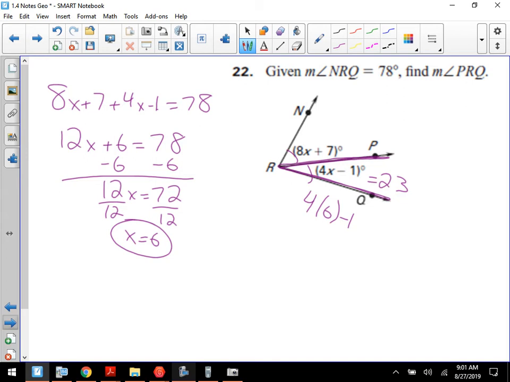What's 8 times 6? Add 7, you get 55. And last time I checked, 55 and 23 add up to equal 78. But what you want to do is, it still doesn't tell you if this value of x, when you put them together, is equal to that whole. Just double check. Okay? Again, shouldn't be so bad.